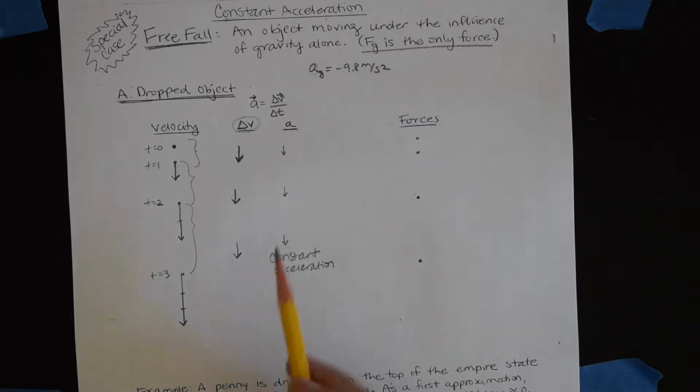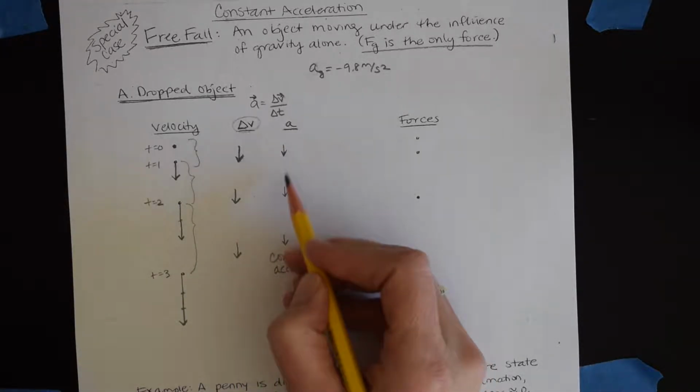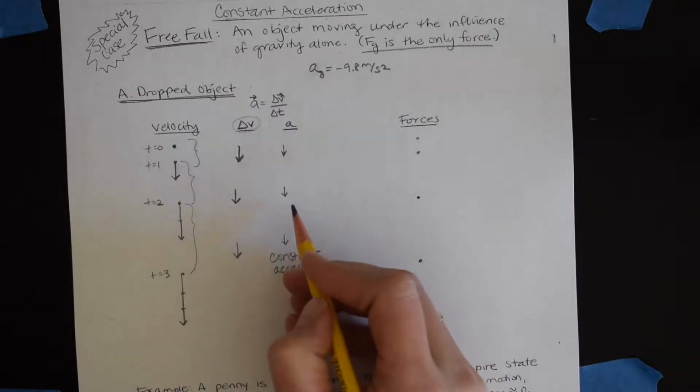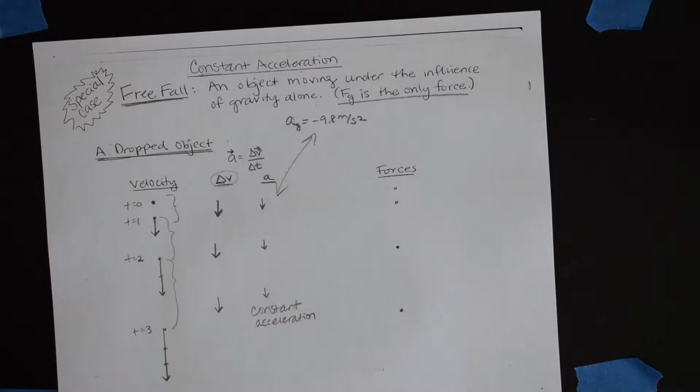Just to point out, the acceleration will always have the same direction as the change in velocity vector. And you notice this is pointing in the negative direction. That helps you realize why the acceleration is negative, or it corresponds to that.